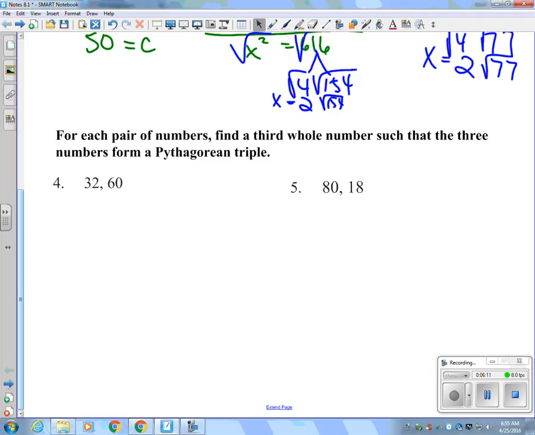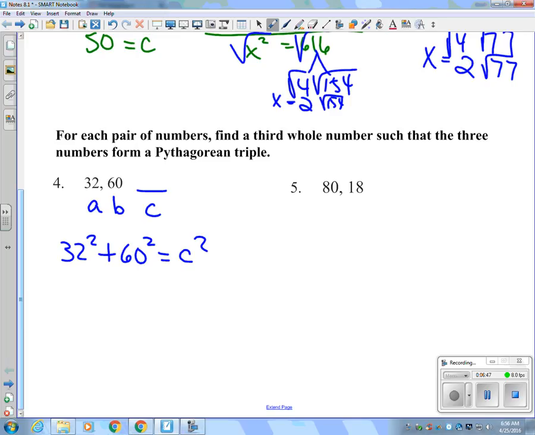So when it says find the third whole number, that means to find C, because Pythagorean triples are given in order. The first number is A, the second number is B, so what would C be? Now, if they didn't give it to you in this direction, they would tell you if you're looking for A, B, or C, or they maybe would show the 3 blanks and they would be in order, but typically they'll say like, find B, for example. But this one says find the third number, and the third number is always C because they're always in order. So 32 squared plus 60 squared equals C squared.